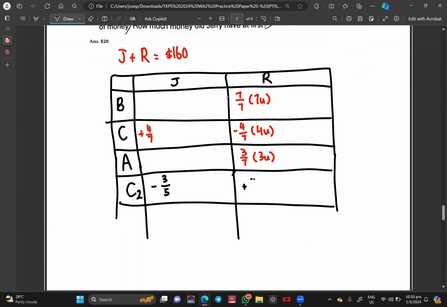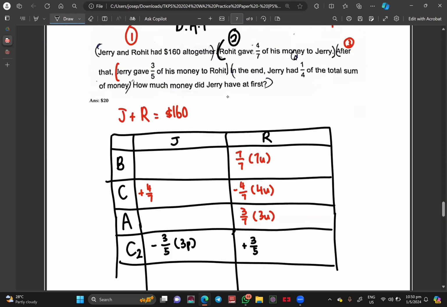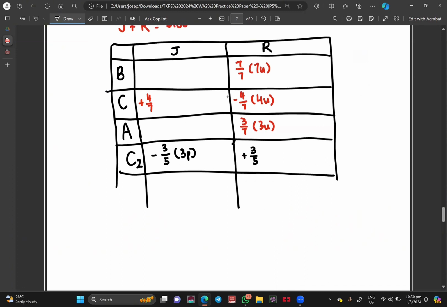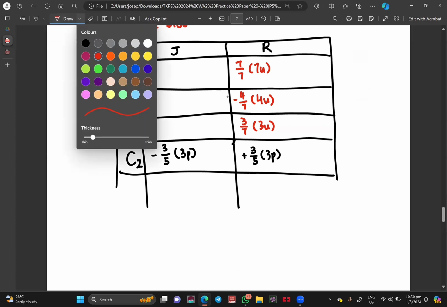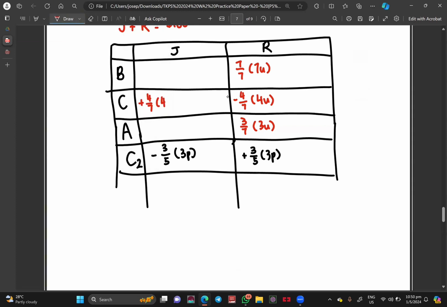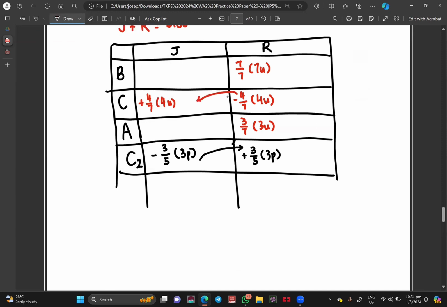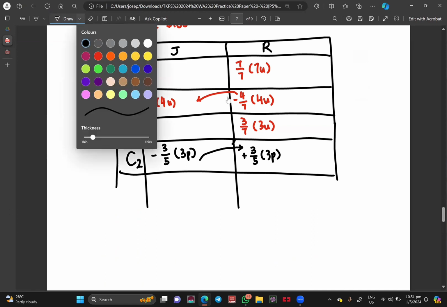And we are going to plus 3 over 5 over here. If Rohit is using units, Jerry has to be in parts. So this is 3 parts because this came from here. Just to remind you that this is actually 4 units. Why? Because this came from here. For this itself, I'm going to show you that this came from here. So there was an internal transfer going on over here.